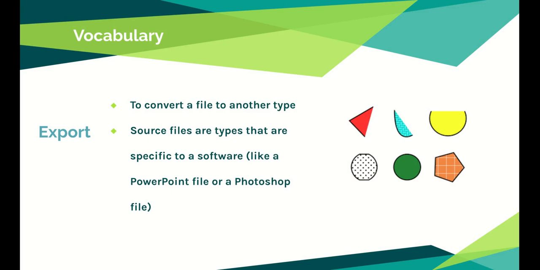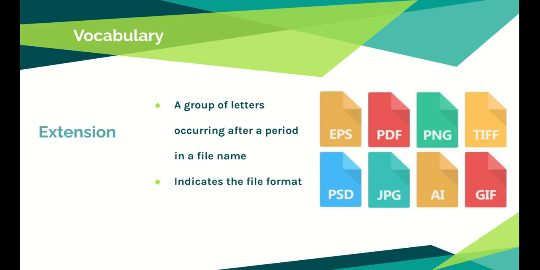Export is when we convert a file to another type. Source files are types that are specific to a software. Like when you have a PowerPoint file or a Photoshop file, that's what we call source files. And they usually need to be exported into another kind of file type so that people can read it without that specific software. And when you export a file or you have different file types, the group of letters that occur after the file name indicate that file format. So you'll see like .pdf, .jpeg, .gif. That's telling you the kind of file, and that's called an extension.